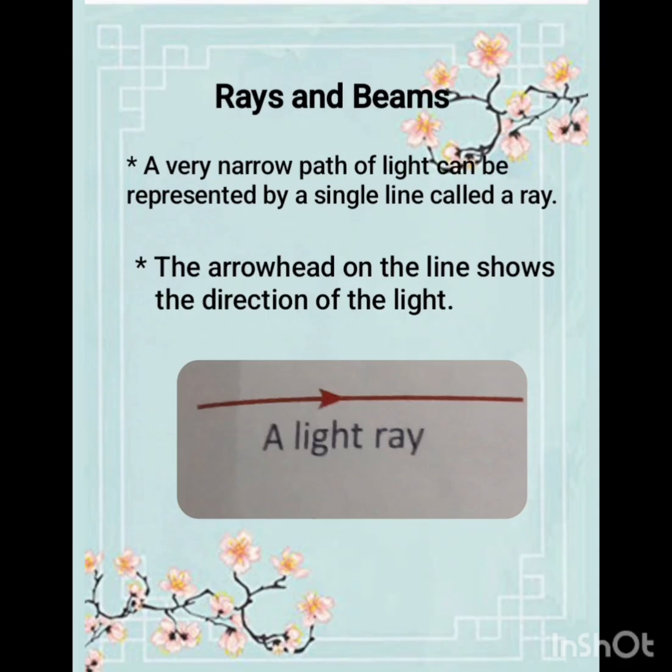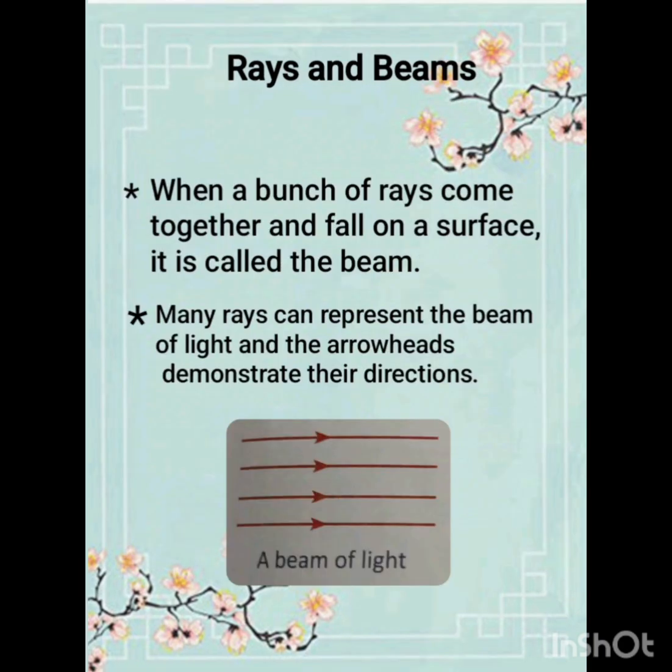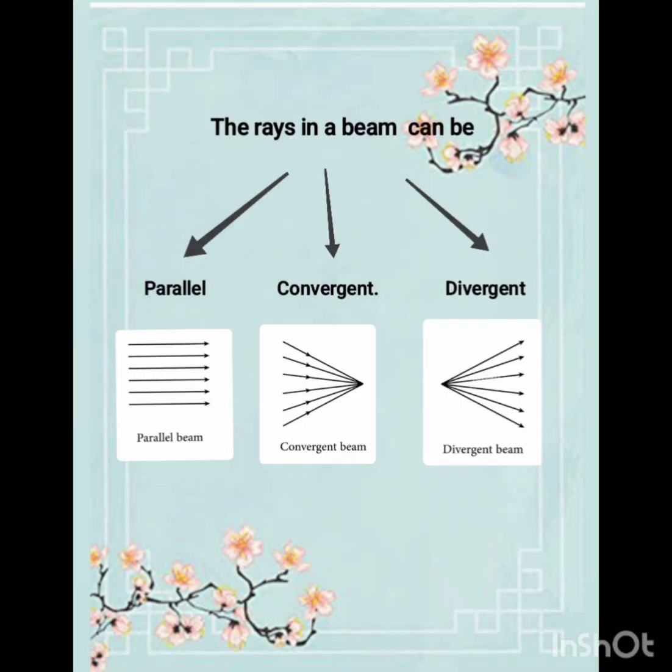A very narrow path of light that can be represented by a single line is called a ray. The arrowhead on the line shows the direction of the light. When a bunch of rays comes together and falls on a surface, it is called a beam. Many rays can represent the beam of light and the arrowheads demonstrate their directions. The rays in a beam can be parallel, convergent or divergent.